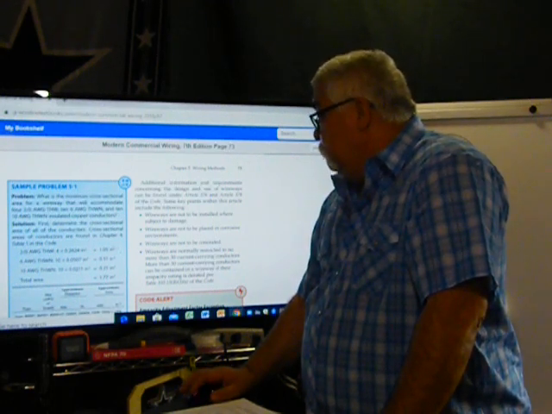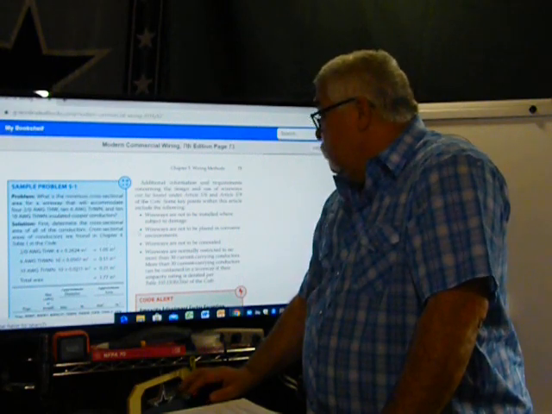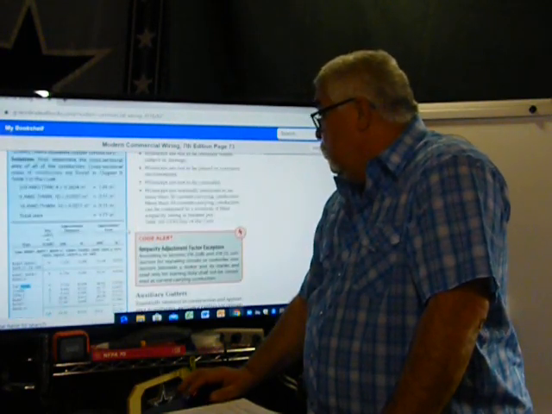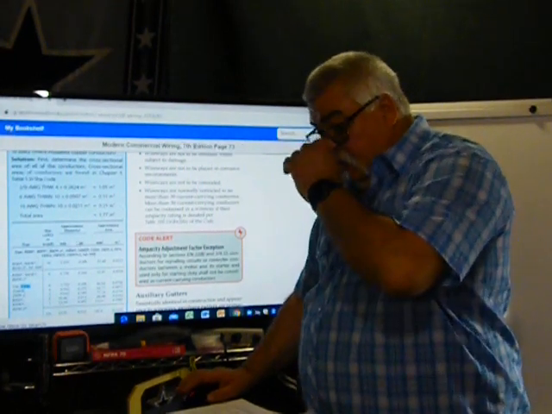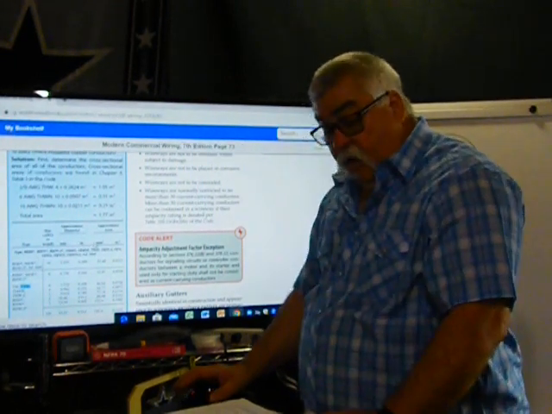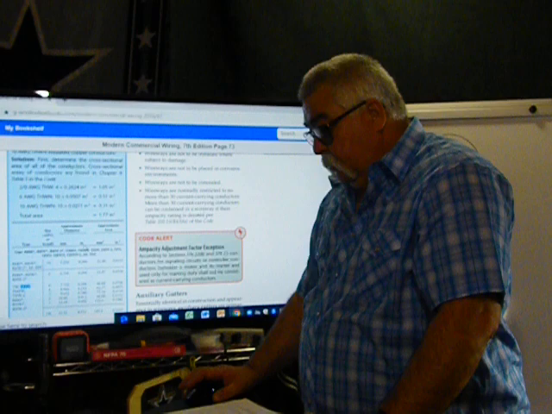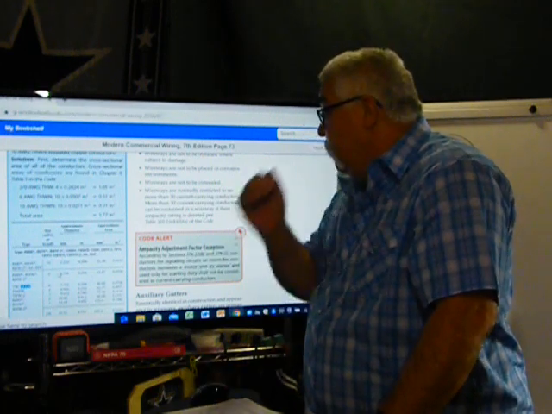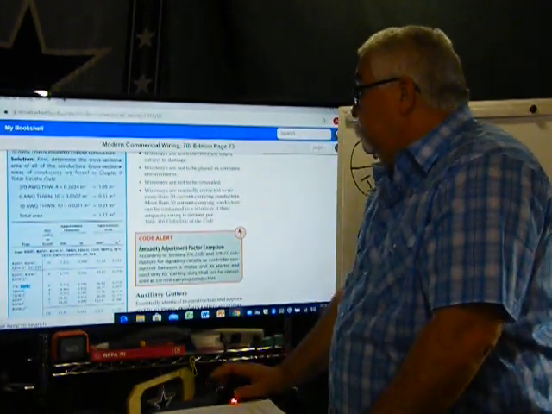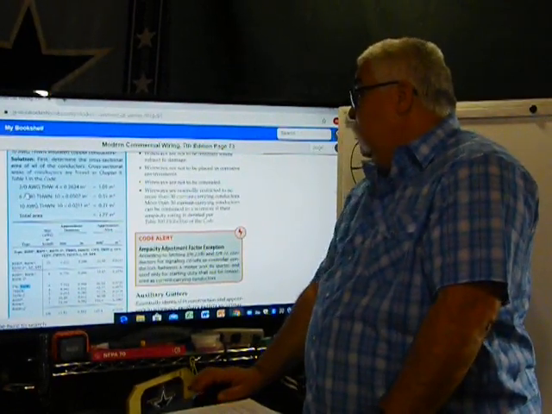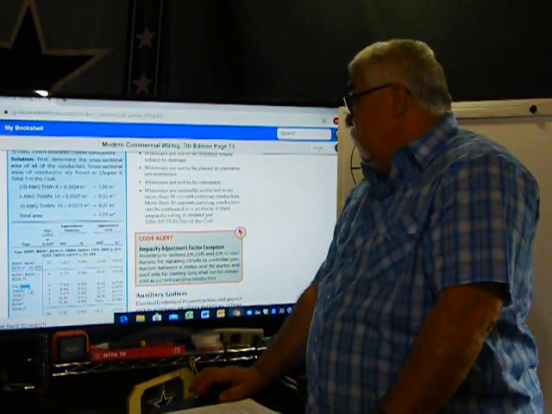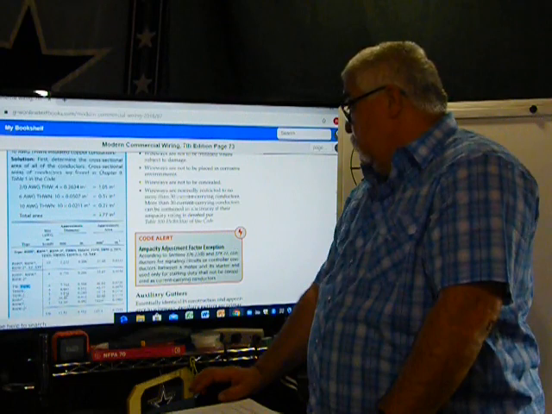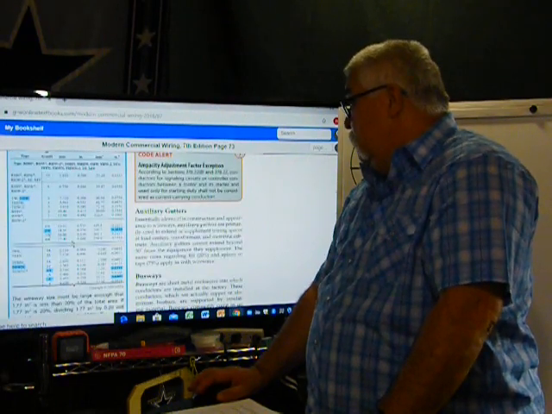Alright, cross section. Here we're going to need Table 5, Chapter 9, and Table 4 in order to find wire sizes. So here we got a 2/0. It went down, that's a THW, went down, there's a 2/0.